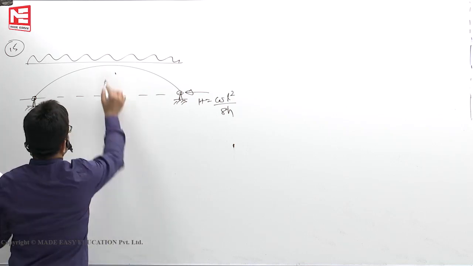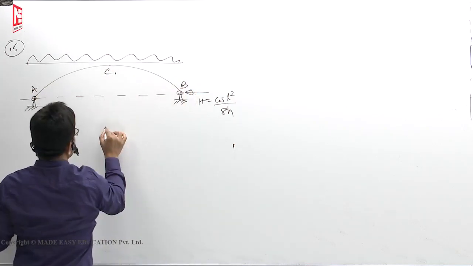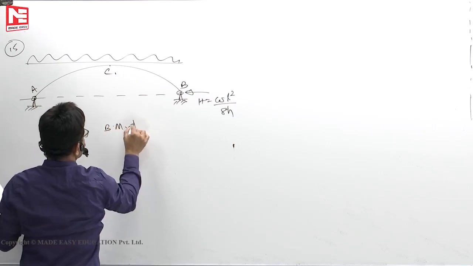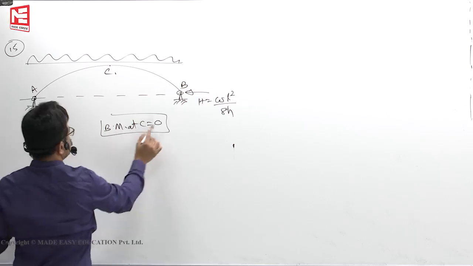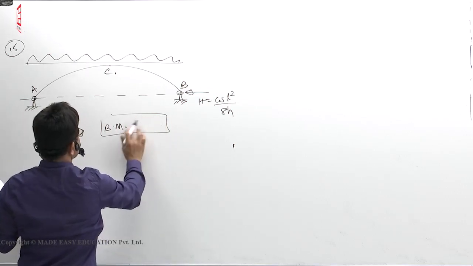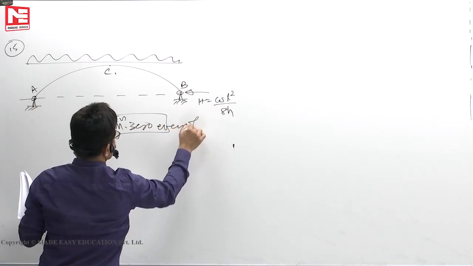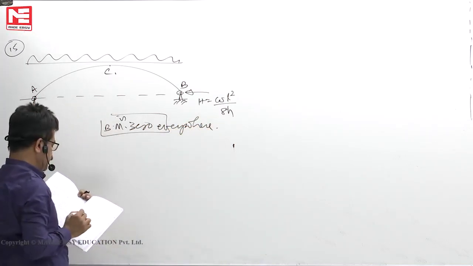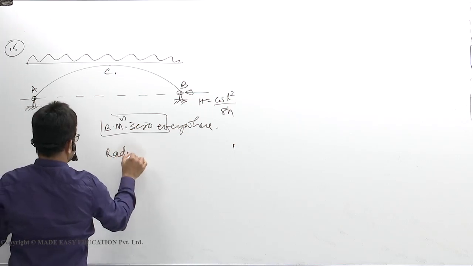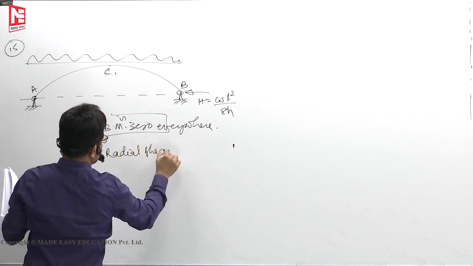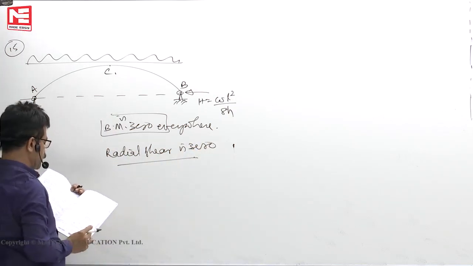Bending moment at crown, whether you take 3 hinged arch or 2 hinged arch, bending moment at C is 0 throughout. Bending moment is 0 everywhere. So second statement is wrong. Radial shear is 0 everywhere. So third statement is wrong.